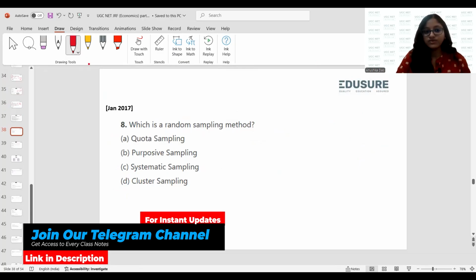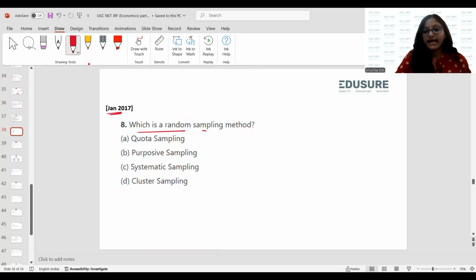Next question. This is the January 2017 paper, which is about a random sampling method. Random means probabilistic, right? What is probability sampling? You are attaching a specific probability for each of the samples to be chosen. So is quota sampling random sampling?